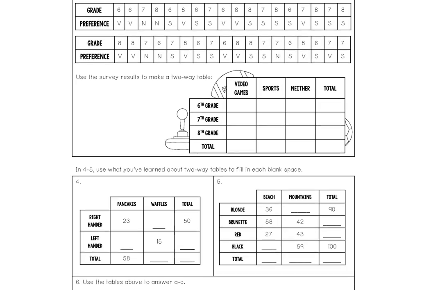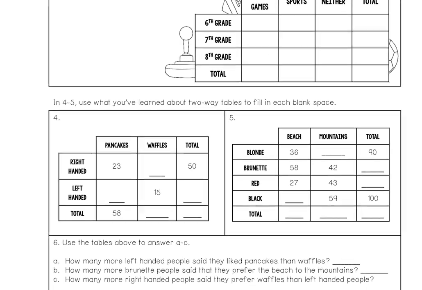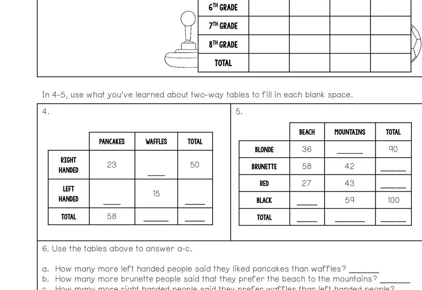Oh, when you get down here, the table's filled out for you. You just have to finish it. So if we have the total already, and then we have how many right-handed people like pancakes, what do you think we're going to do to solve? Like, think of this as X. So how are we going to solve for X? This is the equal sign. And usually we add. Yeah, we're just going to subtract. So subtract 23 from 50, and you'll get your answer there.